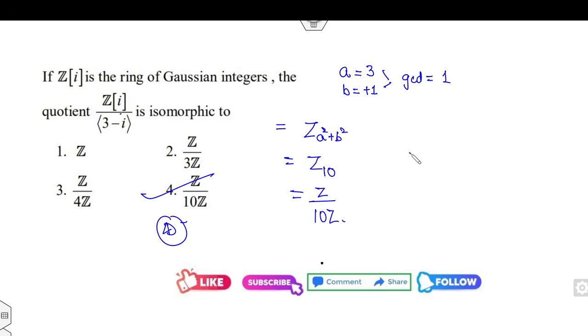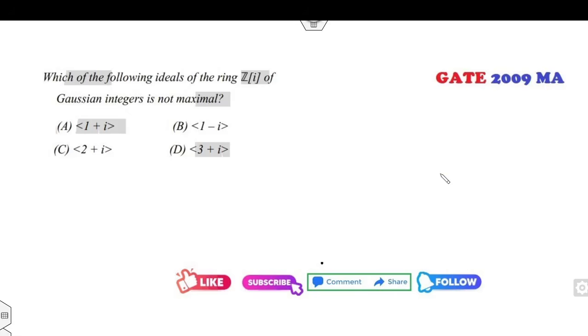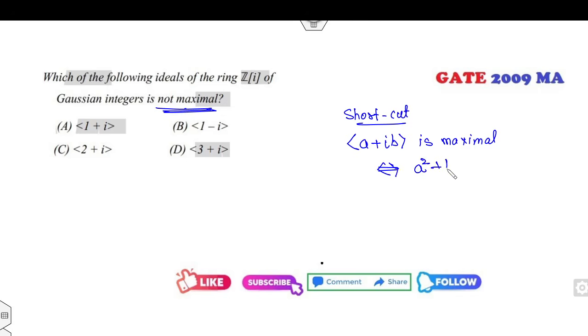Again you can see, I think you need a maximum of 5 seconds. Which of the following ideals is not maximal? What is the shortcut trick? As I told you, this ideal <a + ib> is said to be maximal if and only if a square plus b square is prime.